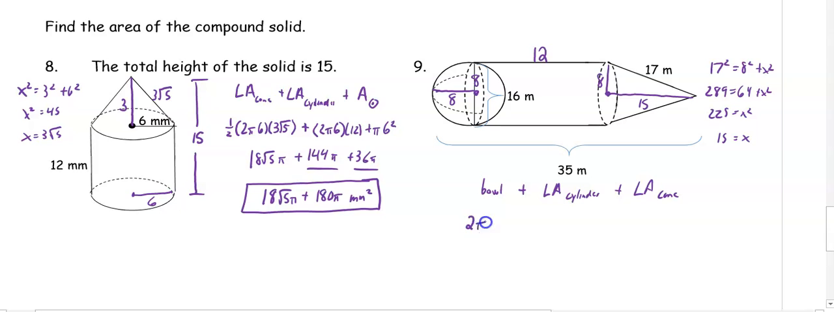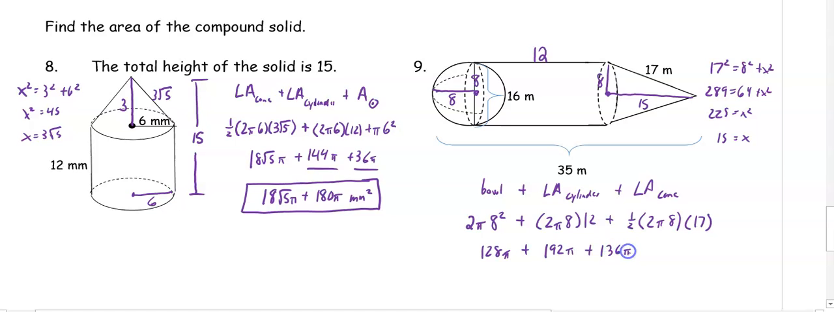So for our bowl, we're going to do 2 pi radius squared, so 2 pi 8 squared, plus the lateral area of the cylinder is our circumference, 2 pi 8, times the height of the cylinder, which is 12, plus the lateral area of the cone is 1/2 perimeter 2 pi 8 times the slant height of 17. So 15 we're only using to help us find the height of the cylinder. We're not actually using it when we go to solve. So we get 128 pi plus 192 pi plus 136 pi. When we combine those together, we get 456 pi meters squared.